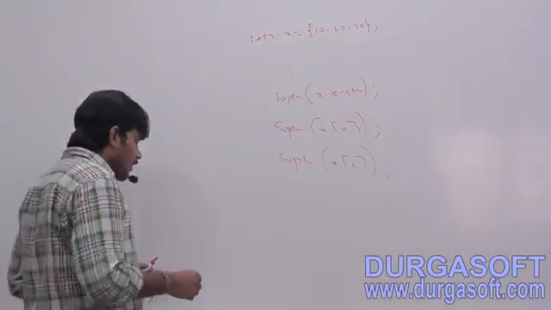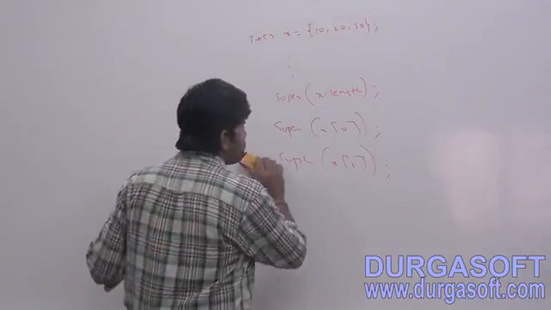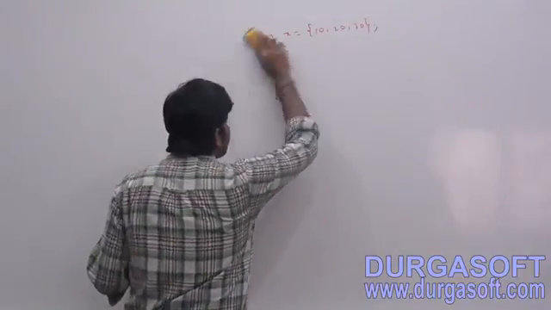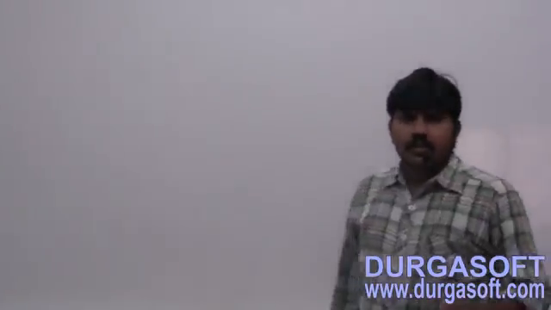Sometimes we can declare an array without a name. Such types of nameless arrays are called anonymous arrays.